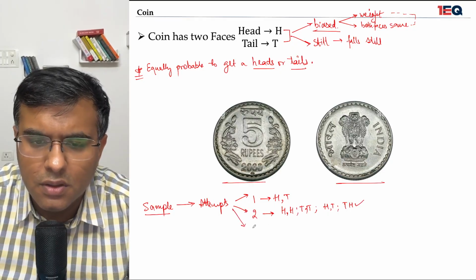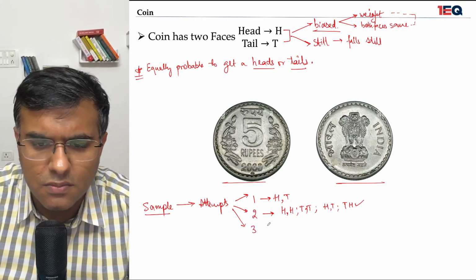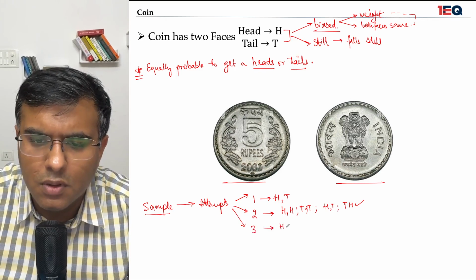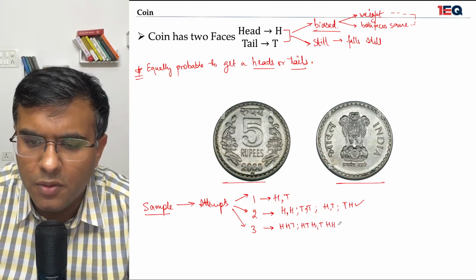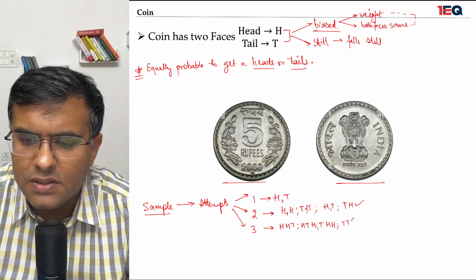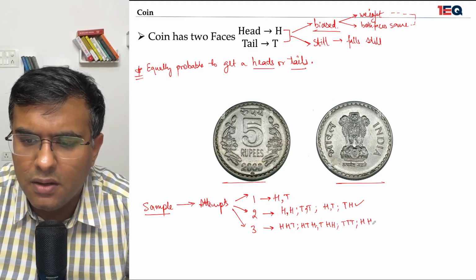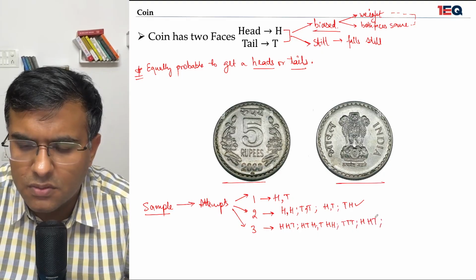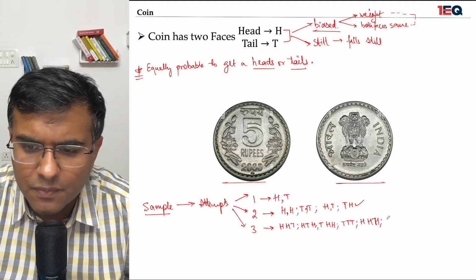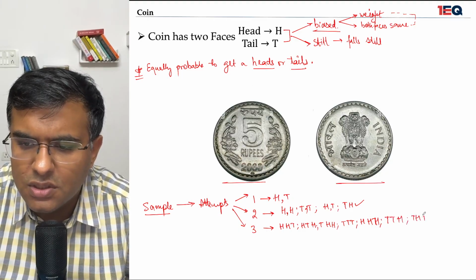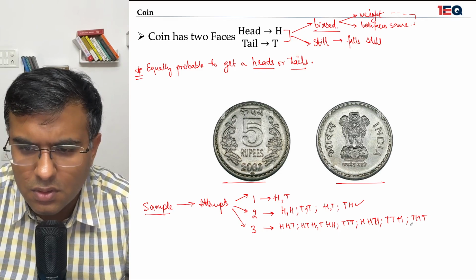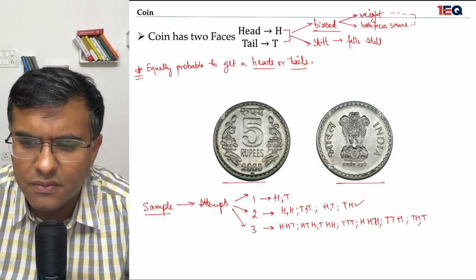If the coin is flipped thrice, what would happen? Heads heads tails, head tails, head tail, head head. Similarly, tails tails tails, head head head, triple head. And then we would have TTH, THT, and I think this is enough.